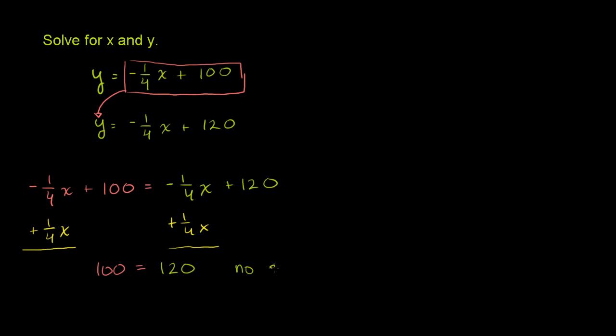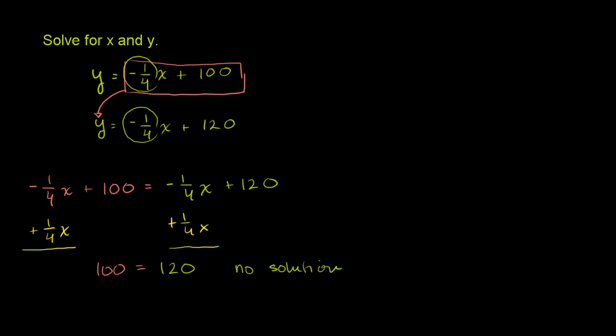It has no solution. And you know it has no solution because in order for it to have any solution, these two numbers would have to be equal to each other. And they are not equal to each other. And if you look at the original equations, it might jump out at you why they have no solutions. Both of these lines, or both of these equations, if you view them as lines, have the exact same slope. They have the exact same slope, but they have different y-intercepts.